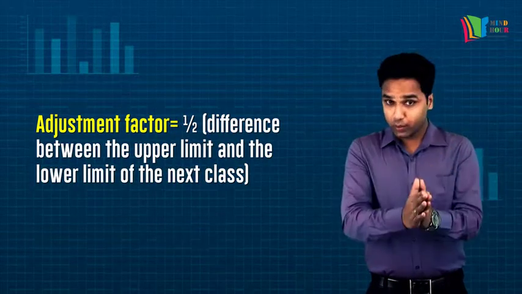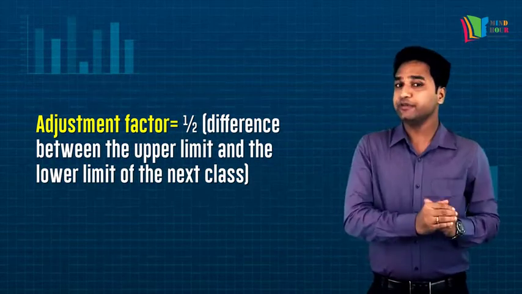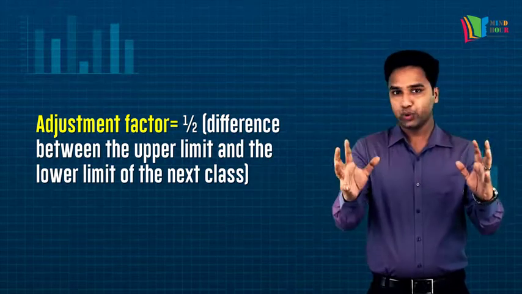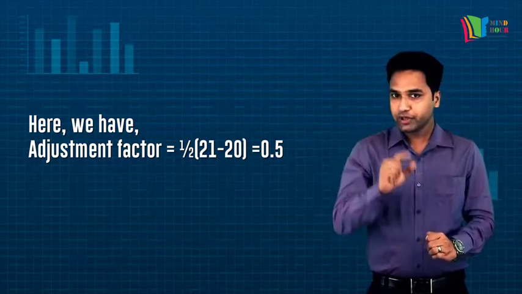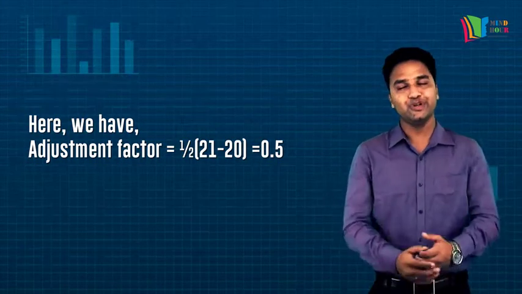Adjustment factor is equal to half into the difference between the upper limit and the lower limit of the next class. Here we have adjustment factor equals half of 21 minus 20, which is equal to 0.5. To convert the given class intervals into continuous intervals, we need to subtract the adjustment factor from the lower limits of all the intervals and add the adjustment factor to the upper limits of all the intervals.